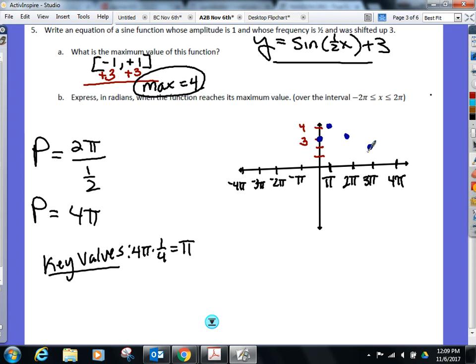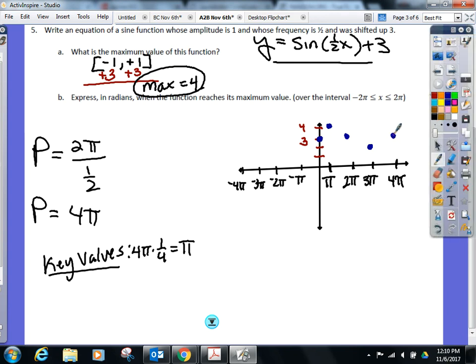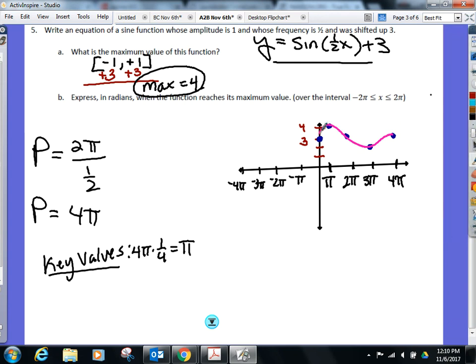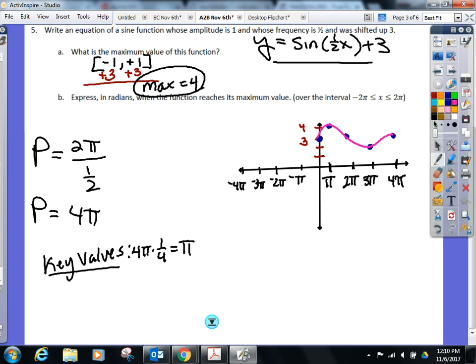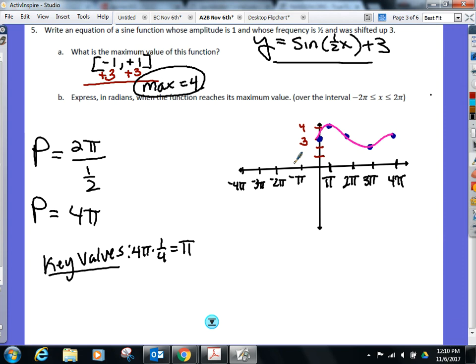And then it ends at wherever our 0 is. In this case, would be shifted up 3. That is awful spacing by me. And then what happens on the other side? It's going to repeat itself, yes? So it's going to go down to its minimum, which was what, 2? Back to 3. High points, back.